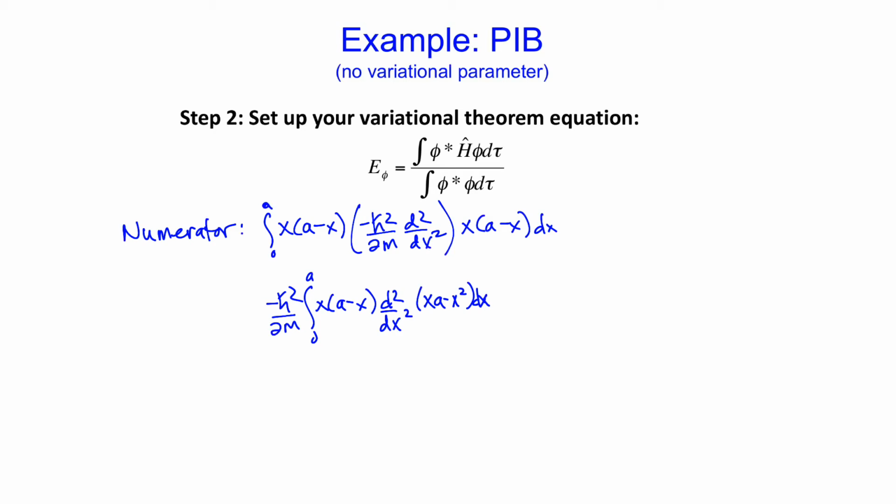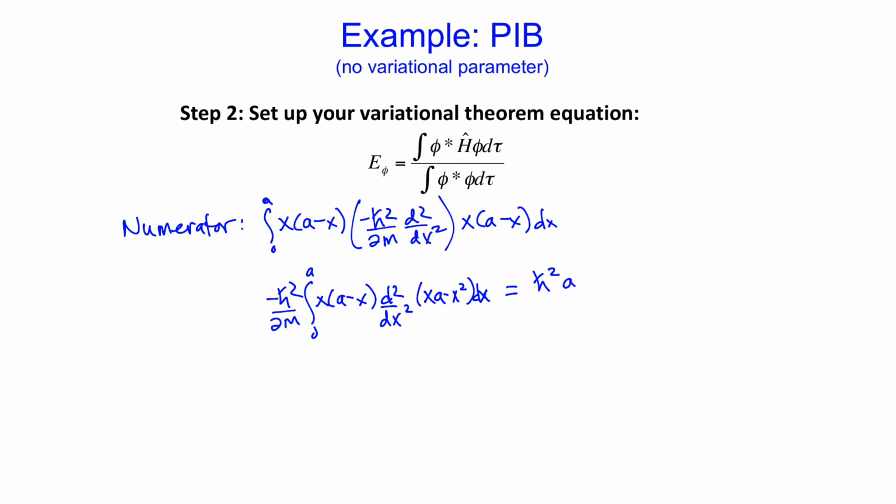Hopefully you took a minute to evaluate that integral, and hopefully you ended up with something along the lines of h bar squared a cubed over 6m. That's just our numerator. Don't forget we still need to do our denominator.